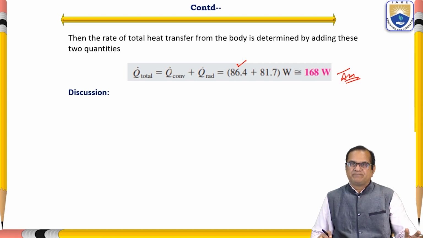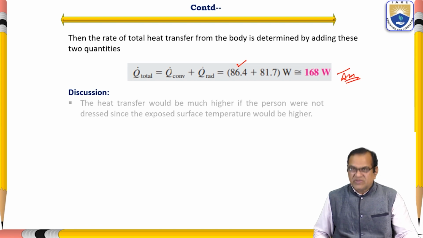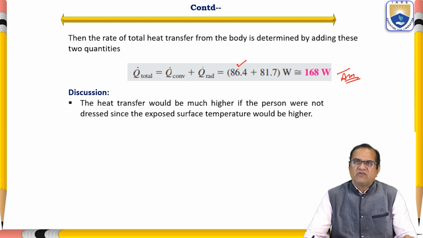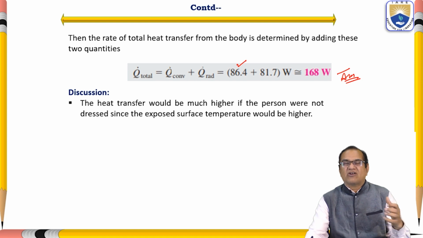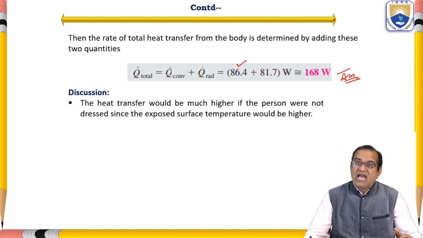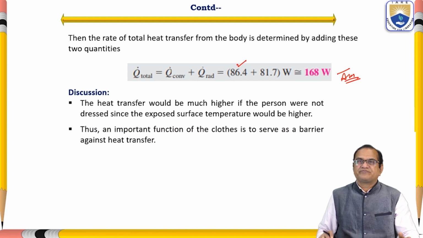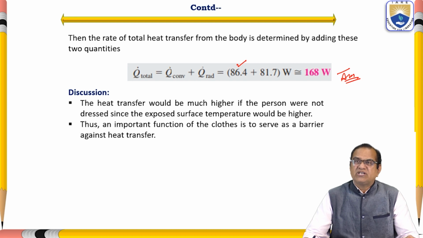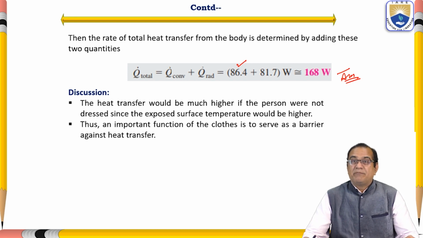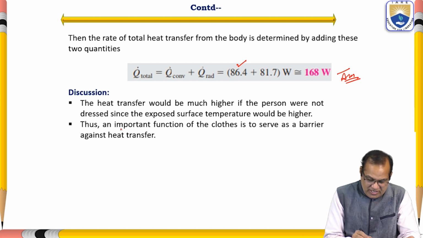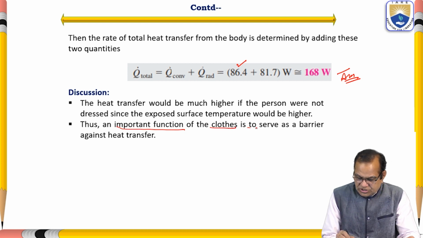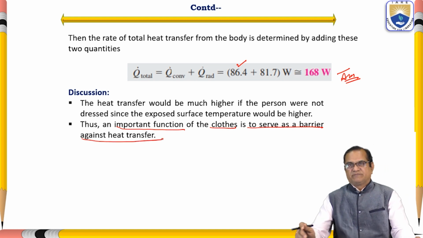These things are happening. Now we will discuss this answer, and we will see that the heat transfer would be much higher if the person were not dressed, since the exposed surface temperature would be higher. So if you are wearing clothes, your heat transfer will be less, and if you are not wearing clothes, your heat transfer will be very high. Thus, an important function of clothes is to serve as a barrier against heat transfer.